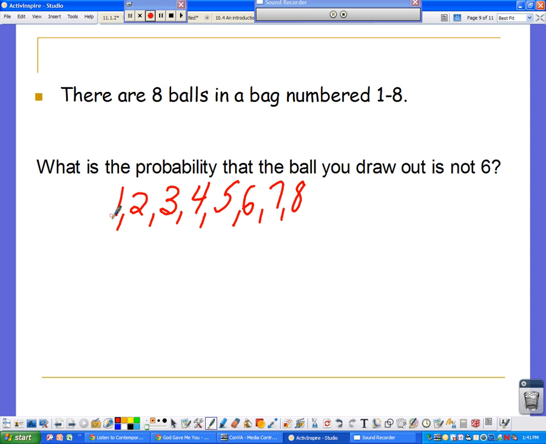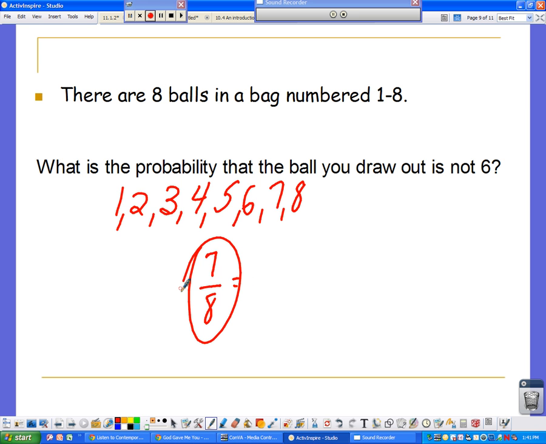Not a 6, not a 6, not a 6, not a 6, not a 6, not a 6, and not a 6. So we find out that we've got 7 balls in the bag that are not 6. Out of how many total balls? And there are 8. So the answer is 7/8.